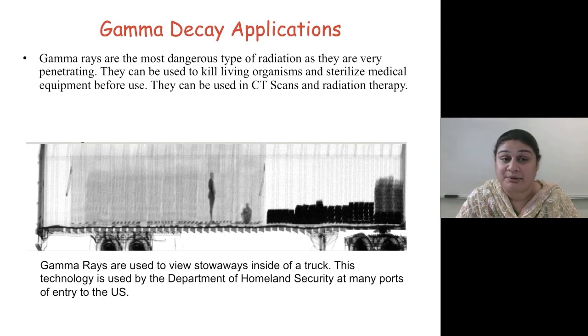Now, gamma ray applications. Gamma rays are the most dangerous type of radiation, as they are very penetrating. They can be used to kill living organisms and sterilize medical equipment before use. They can be used in CT scans and radiation therapy as well. One way to detect stowaways inside a truck is by using gamma rays. This technology is used by the Department of Homeland Security at many ports of entry into the U.S.